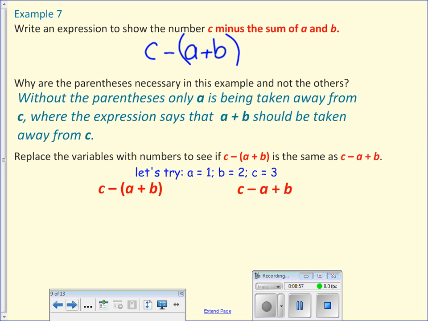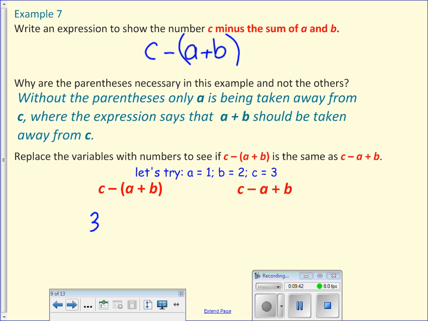And we'll prove that in a minute. Without the parentheses, only A is being taken away from C, where the expression says that A plus B should be taken away from C. Okay, do you see that? Let's prove it. So here's our one expression, C minus A plus B with the parentheses. Here's our other C minus A plus B without the parentheses. So copy the two expressions, and let's replace A with 1, B with 2, and C with 3.